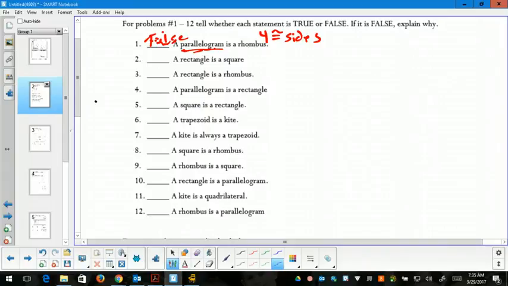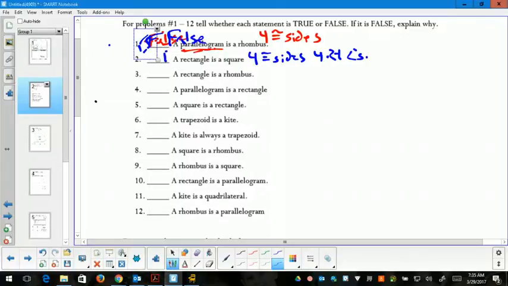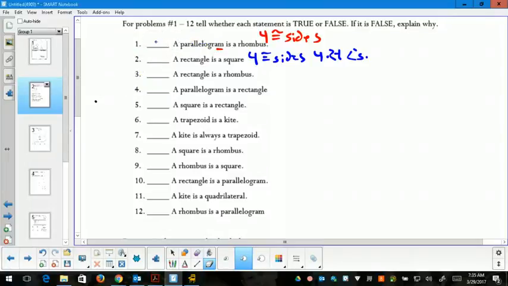Rectangle, what's a square? 4 congruent sides, 4 right angles. So rectangle does have the 4 right angles, but it doesn't always have 4 congruent sides. It doesn't have to. So this one is also false. There we go. This one's false. This one's false. Both 1 and 2 are false.